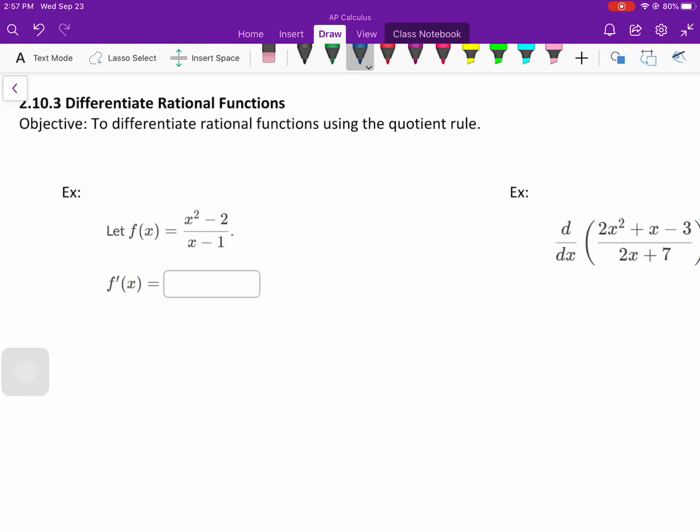Differentiating rational functions, it's not difficult at all. It's actually pretty easy. It's just really tedious, little details in there. So let's just go ahead, let's go into it.